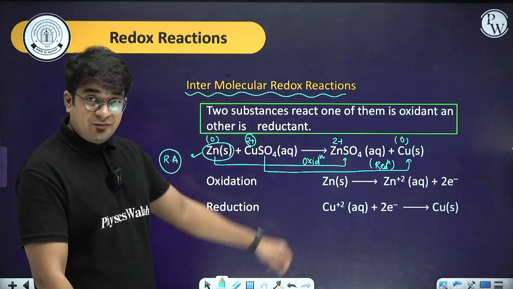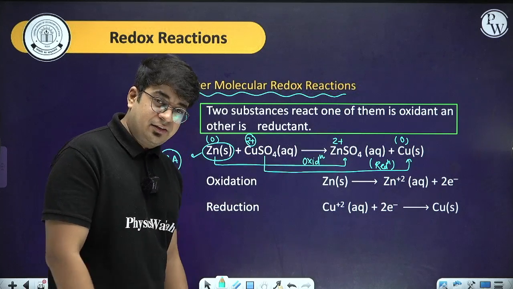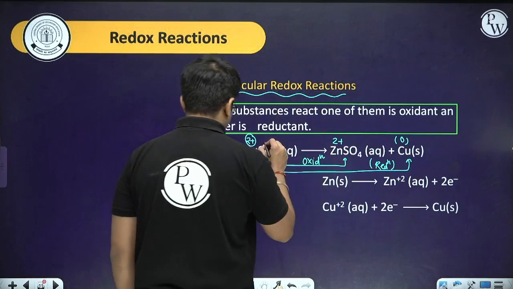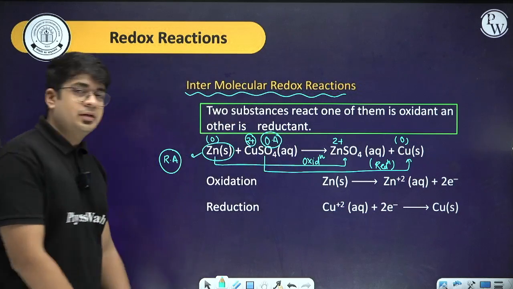And copper sulfate is actually reducing itself into copper. That will be the oxidizing agent. I hope this part is clear.